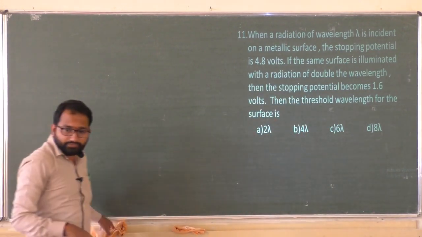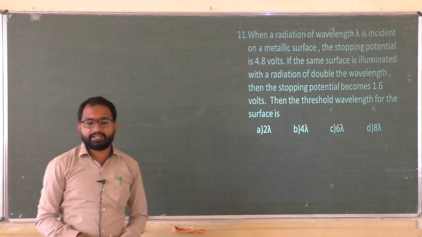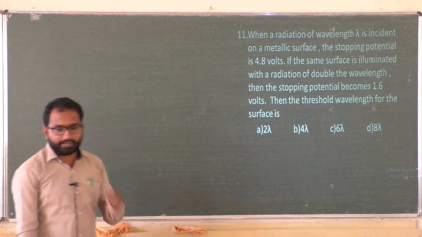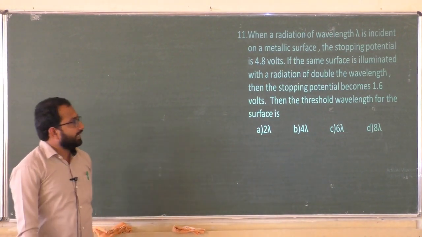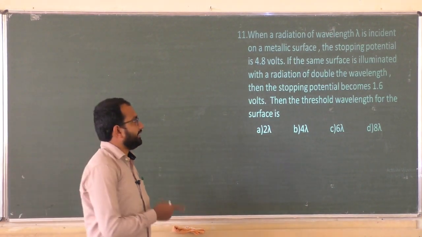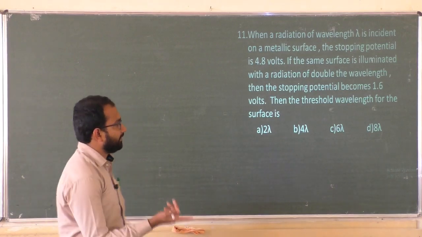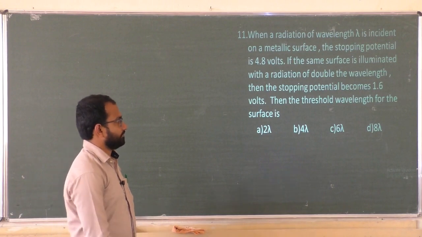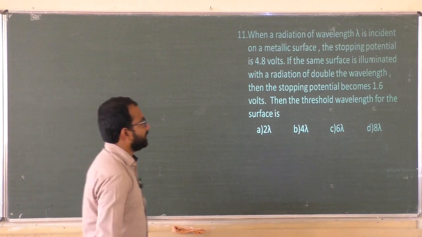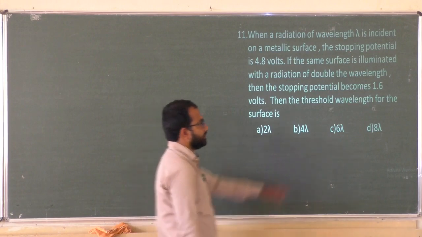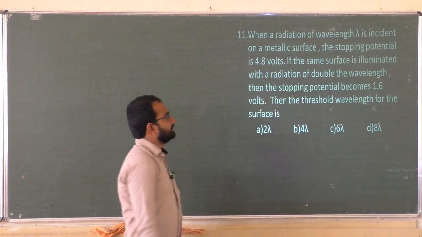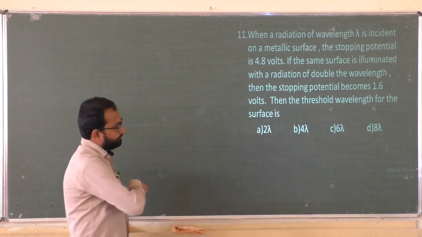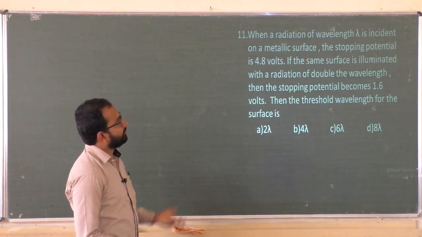When a radiation of wavelength lambda is incident on a metallic surface, the stopping potential is 4.8 volts. If the same surface is illuminated with the radiation of double the wavelength, then the stopping potential becomes 1.6 volts. You know, the stopping potential is dependent on the frequency or wavelength, right? Then what is the threshold wavelength for the surface?